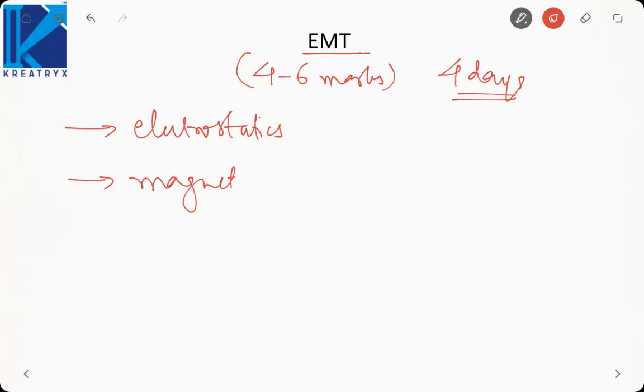And magnetostatics. In electrostatics, concepts like Gauss law, Coulomb's law, those you must be very well versed with. And the capacitors with dielectrics. In magnetostatics, you must be well versed with the directions of magnetic field when you apply Ampere's law, Biot-Savart's law, and laws like that. Okay. So this is important from this year onwards.